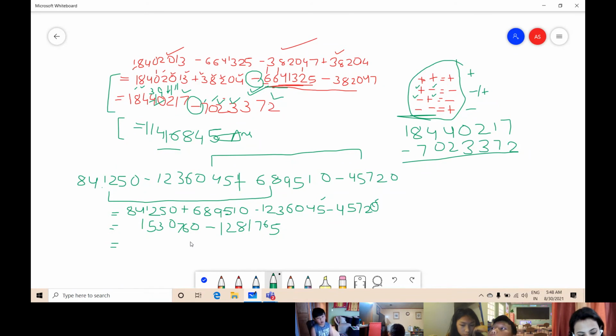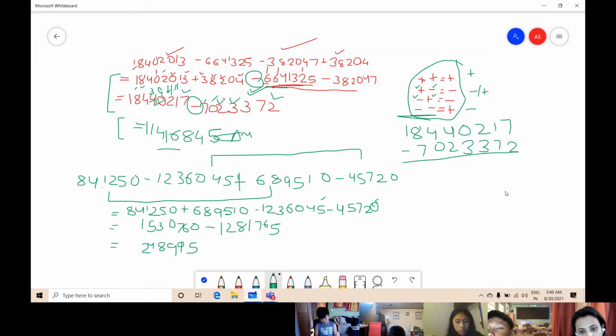What I will do now? I will subtract. So I will get 0. It will become 10. 10 minus 5 will be 5. Then it will become 9. Then 5, so I'll make it 15. 15 minus 6 will be 9. Then again it will become 9. Then 8. Then 4. And in the last it will be 2. Okay. I have just subtracted these two numbers.